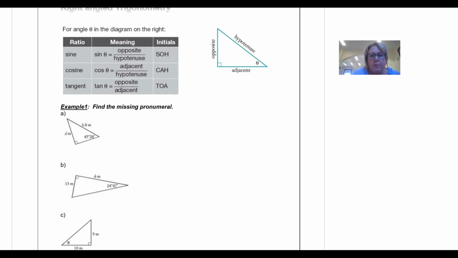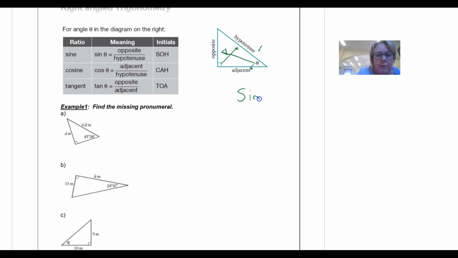Alright, we're looking at trigonometry, and to start with we're looking at right angle trigonometry, and it's important that you know how to label your triangle. Opposite the right angle is called the hypotenuse, opposite the angle is called the opposite, and next to the angle is adjacent. And from that we get three ratios.